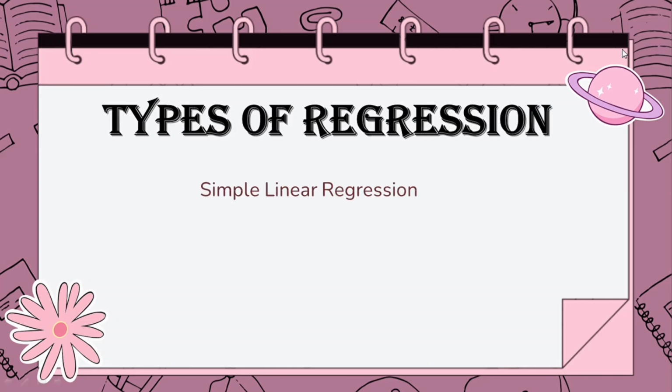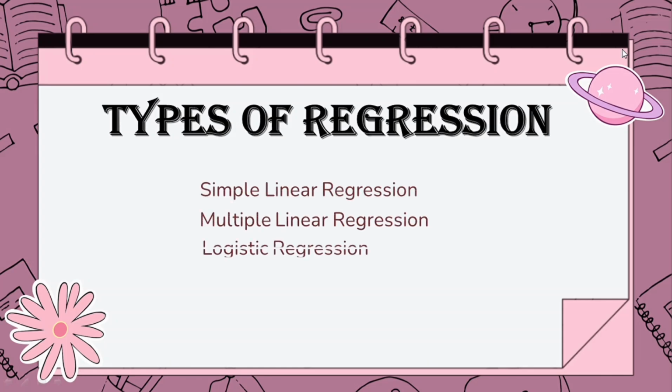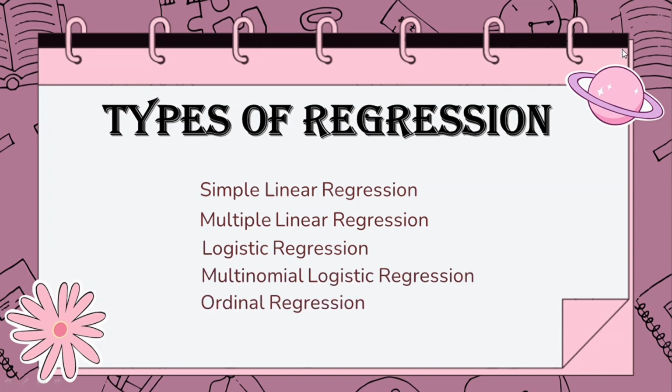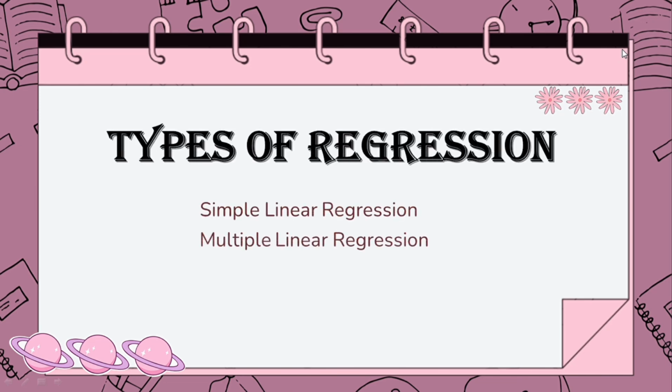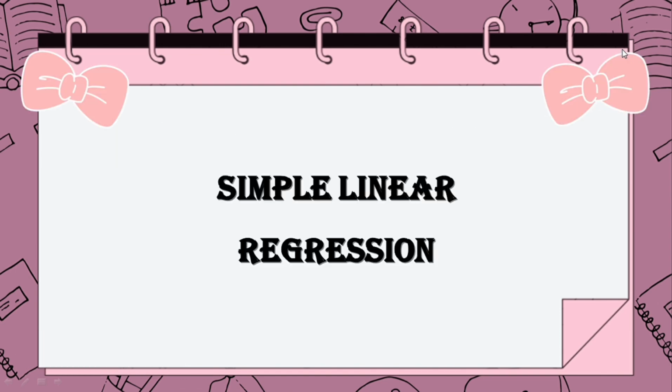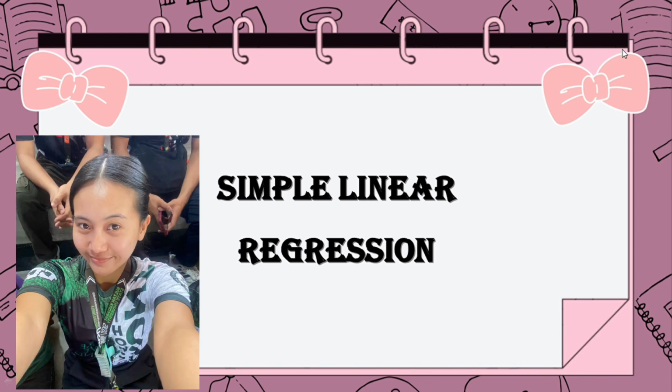First, we have simple linear regression, multiple linear regression, logistic regression, multinomial logistic regression, and the last one is ordinal regression. But based on the instructions, each member must choose one type of regression. So we have only 5 types of regression, but we only choose 3 types: simple linear regression, multiple linear regression, and ordinal regression. Simple linear regression will be presented by me.